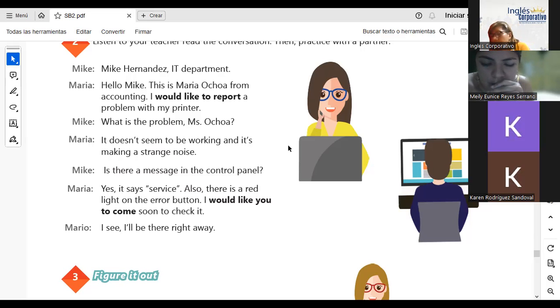Is there a message in the control panel? Yes, it says service. Also, there is a red line on the very bottom. I would like you to come soon to check it. I see. I'll be there right away. On the error button, bottom. I would like you to come soon. Soon.